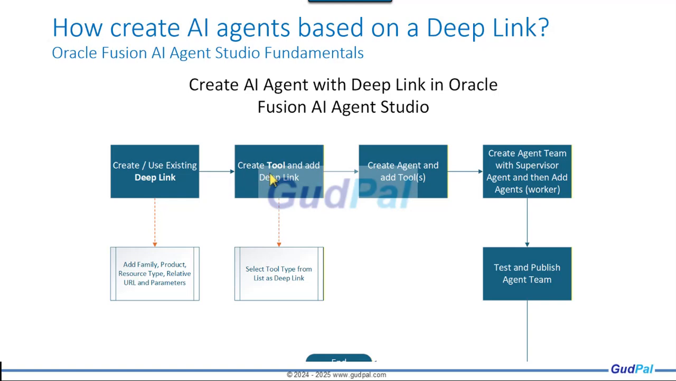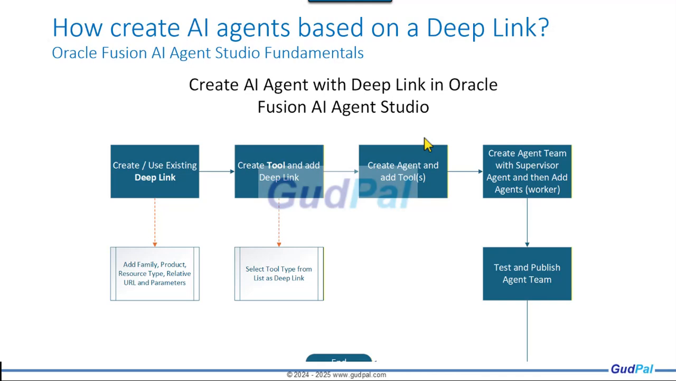We then created the tool and linked the deep link to the tool. Okay. And now is the time to create the agent and link the tool that we have created to the agent. Okay, so let's go and do that. Once we have done that, then we'll create an agent team and then create a supervisor agent within that agent team and then link this worker agent to the supervisor agent.